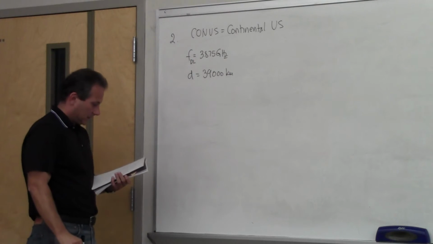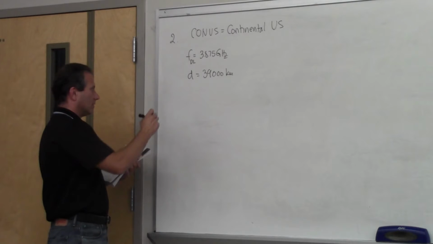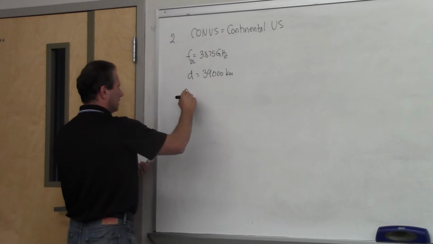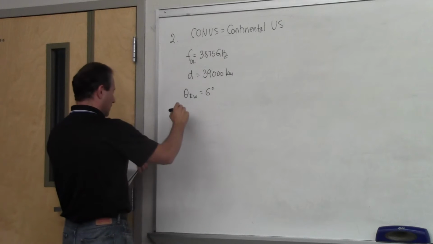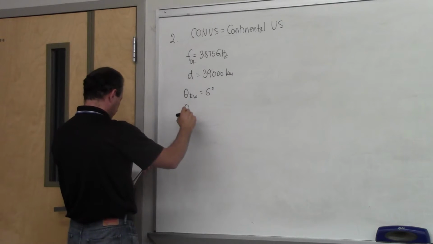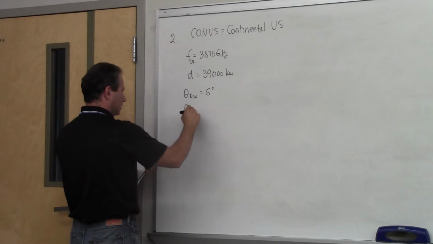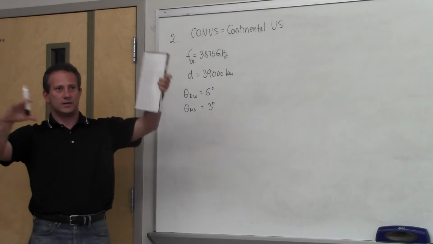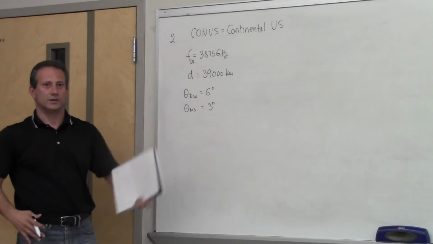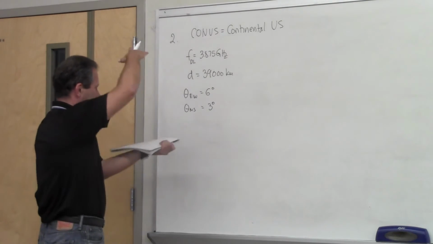So the antenna has an east-west beam width, theta east-west, of 6 degrees, and theta north-south is 3 degrees, right? If you look at the US, it's wider than tall, right? So there's more degrees this way than this way.